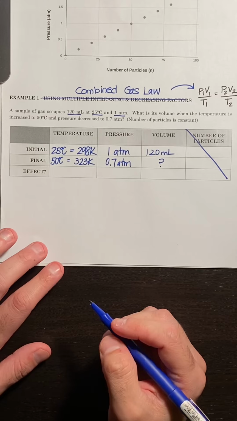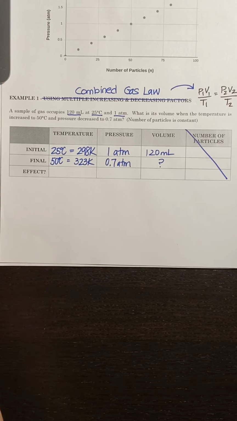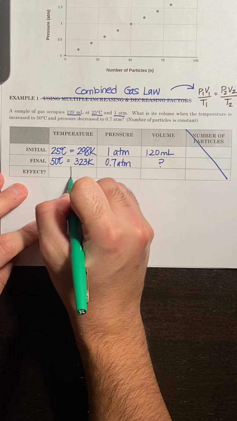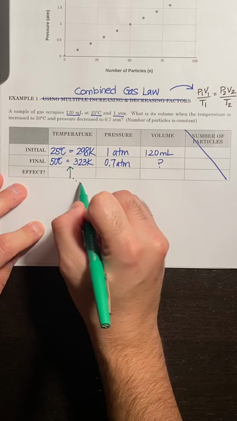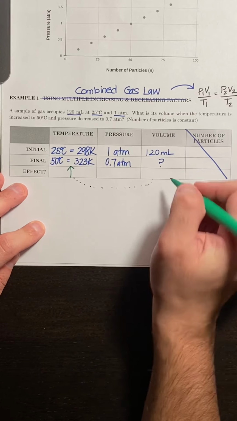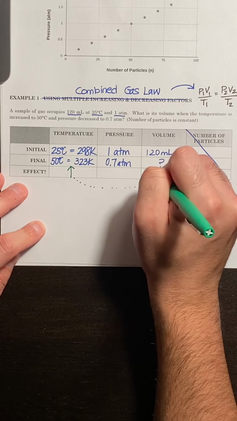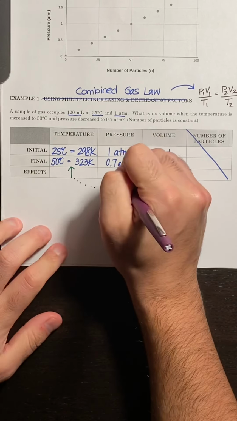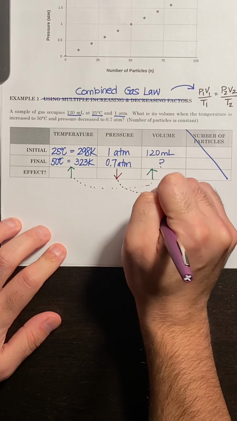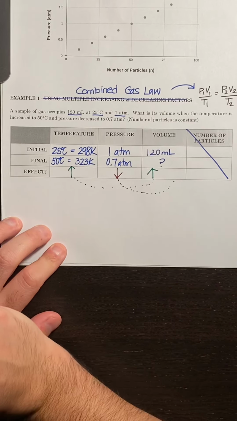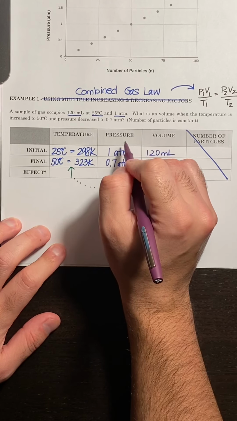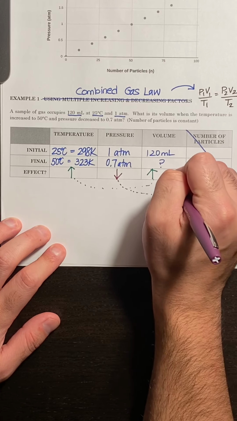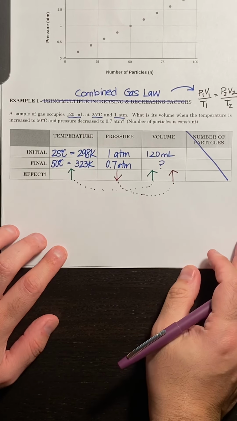So let's look at effects here. I'm going to split this up. I like to split these boxes up. Temperature is increasing, and so my volume is changing. If I increase the temperature, I should increase the volume. My pressure is decreasing. You should remember that pressure and volume are inversely proportional, so whatever I do to pressure, I do the opposite to volume. If I decrease my pressure, I should also increase my volume. So my volume is going to dramatically increase.